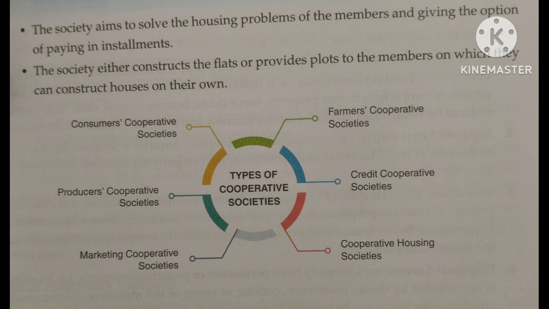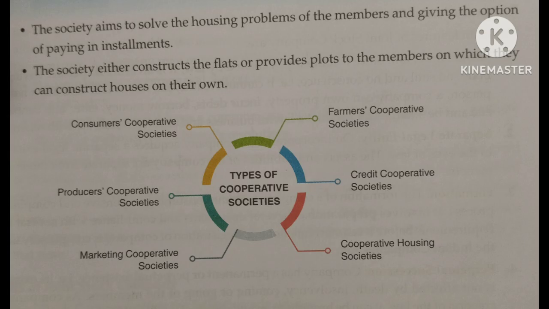So these are the 6 types of cooperative societies: consumer cooperative societies, producer cooperative societies, marketing cooperative societies, farmers cooperative societies, credit cooperative societies, and cooperative housing or housing cooperative societies. So here we finish about cooperative societies.